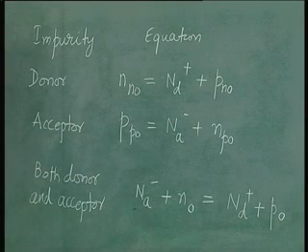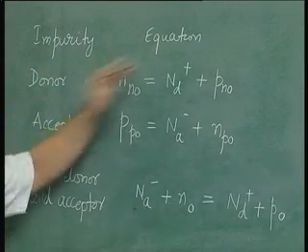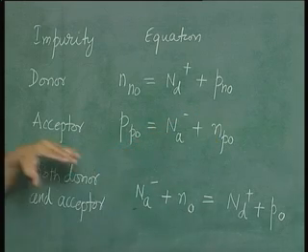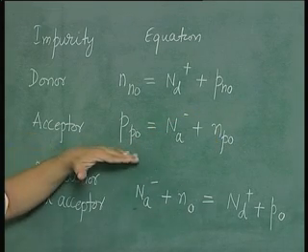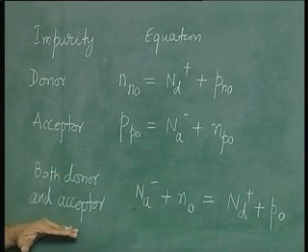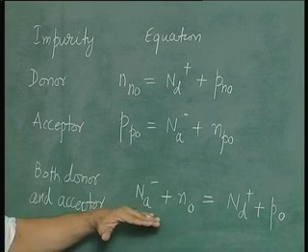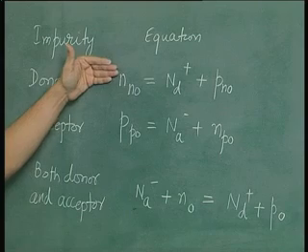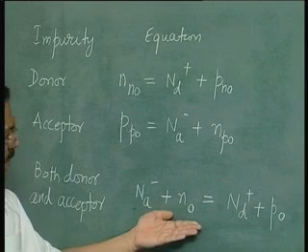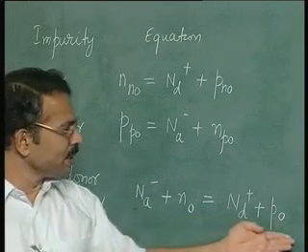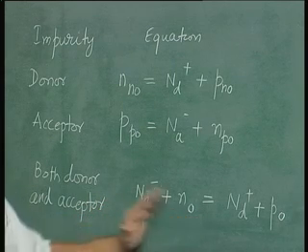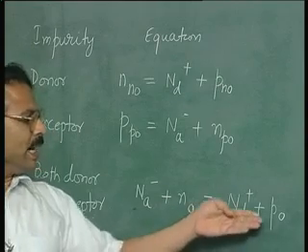Now here we have a table giving the impurity and the charge balance equation. If you have only donor type impurities, this is the charge balance equation. If you have only acceptor type impurities, then this is the charge balance equation. If you have both donor and acceptor type impurities, then the charge balance equation can be constructed in a similar fashion from the knowledge of these two charge balance equations. So we put all the negative charges on one side and the positive charges on the other side: ionized acceptor concentration and electrons on one side, ionized donor concentration and holes on the other side.